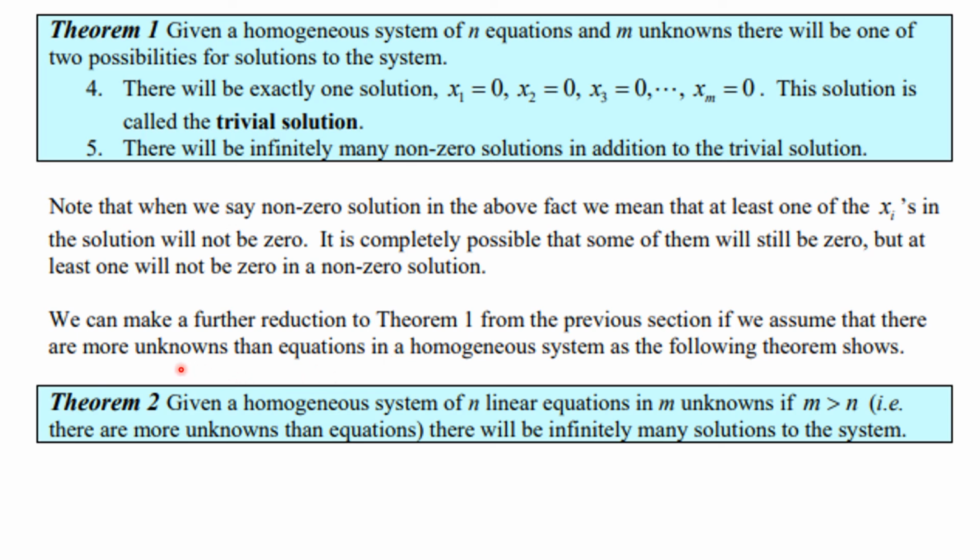We can also make a further reduction from the previous section. We assume there are more unknowns than equations. Given a homogeneous system of n linear equations in m unknowns, if m, the number of unknowns, is bigger than the number of equations, then there will be infinitely many solutions to the system.